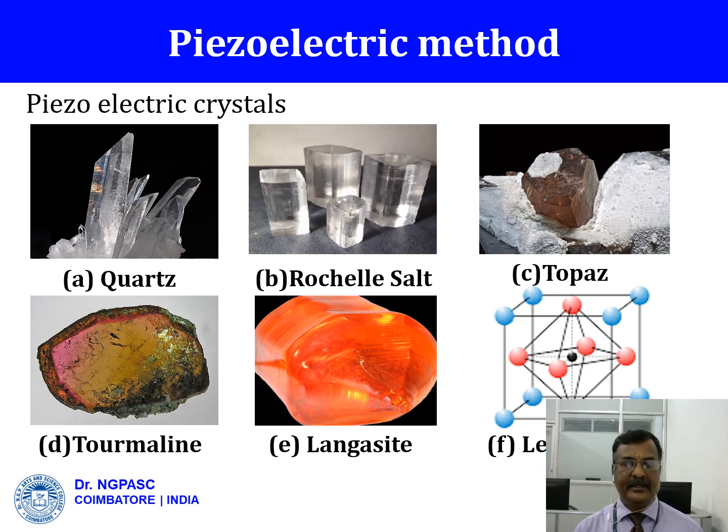Quartz is nothing but silicon dioxide, the most abundant material at the Earth's surface. Rochelle salt is nothing but potassium sodium tartrate tetrahydrate. Topaz is a silicate of aluminum and fluorine. Tourmaline is a crystalline boron silicate mineral. Langasite refers to lanthanum gallium silicate. The last one is lead titanate.